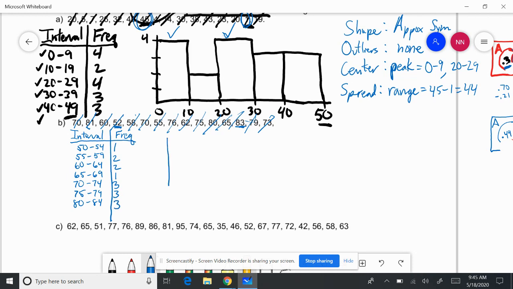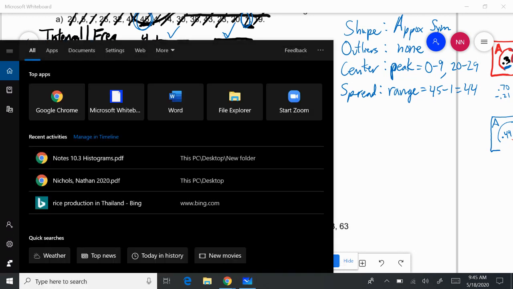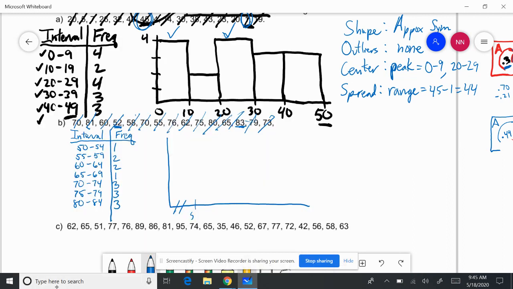So I'm going to draw my histogram. This time we don't start at 0, so we're going to put 2 little slashes. That means we get to start wherever we want. So I'm going to start at 50. And since I'm going by 5s, 55, 60, 65, 70, 75, 80, 85 would be my last one.